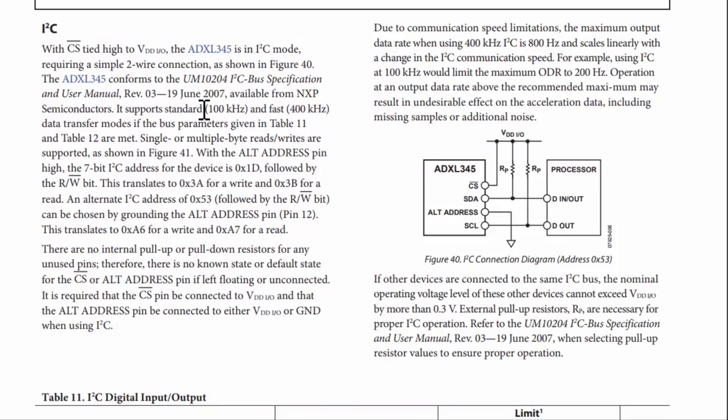Quickly, you'll notice that it supports two different speeds, which are the standard mode and the fast mode. It looks like it doesn't support the fast plus mode, so we can't use that. The address for this board is 0x1D in hex, and is followed by a read-write bit, which means that the 7 bits of the address are going to be shifted left by 1 bit, and the last bit in the 0 place will have the read-write bit.